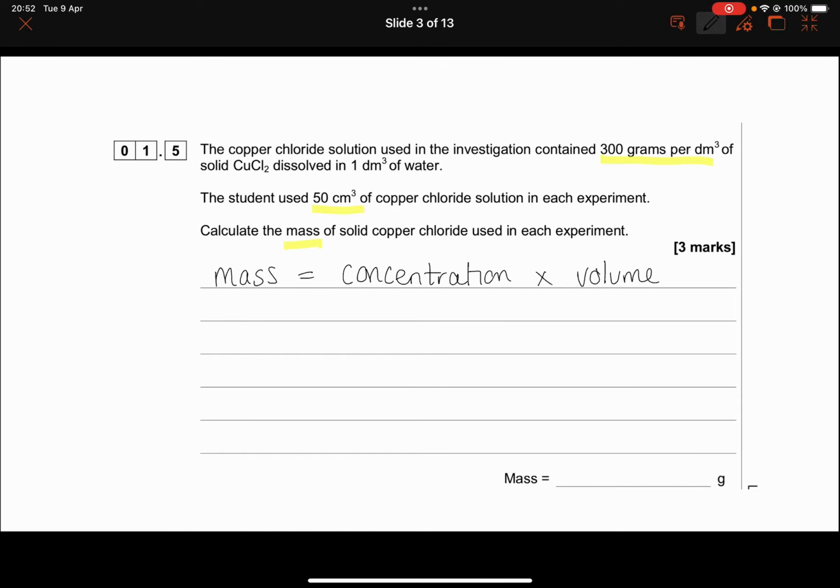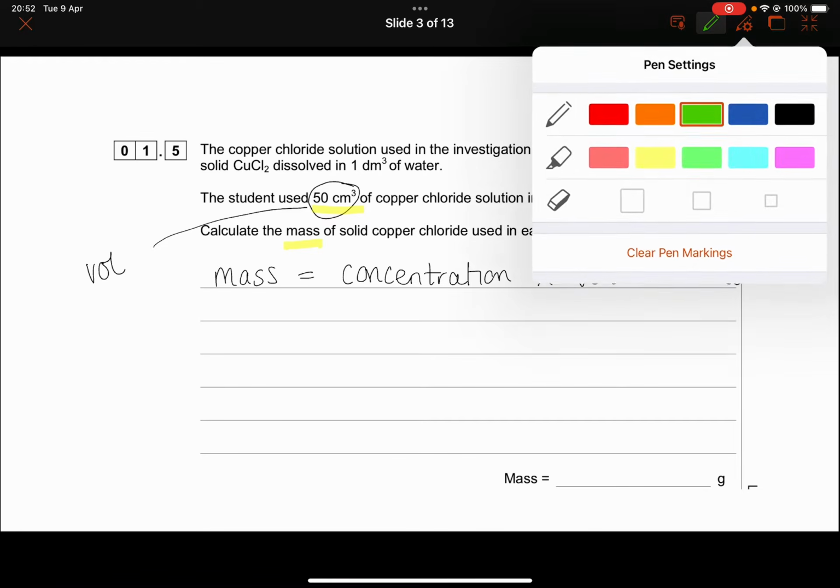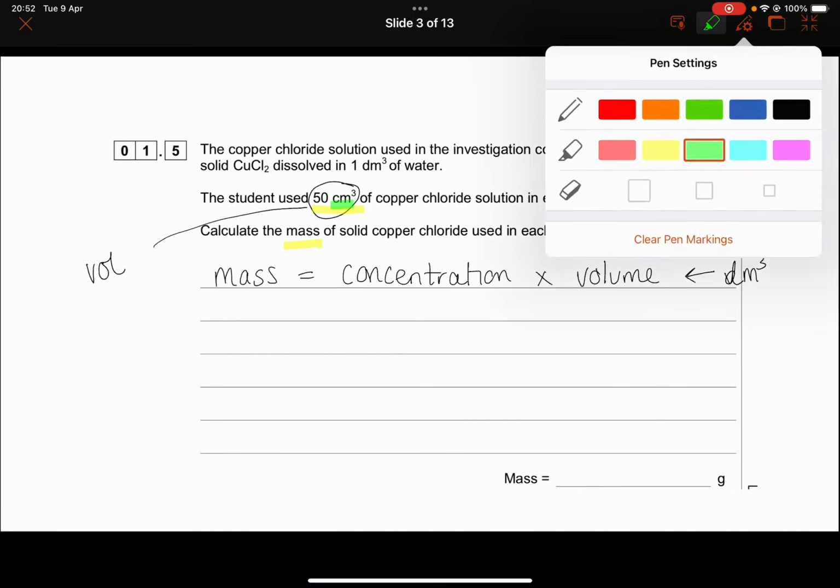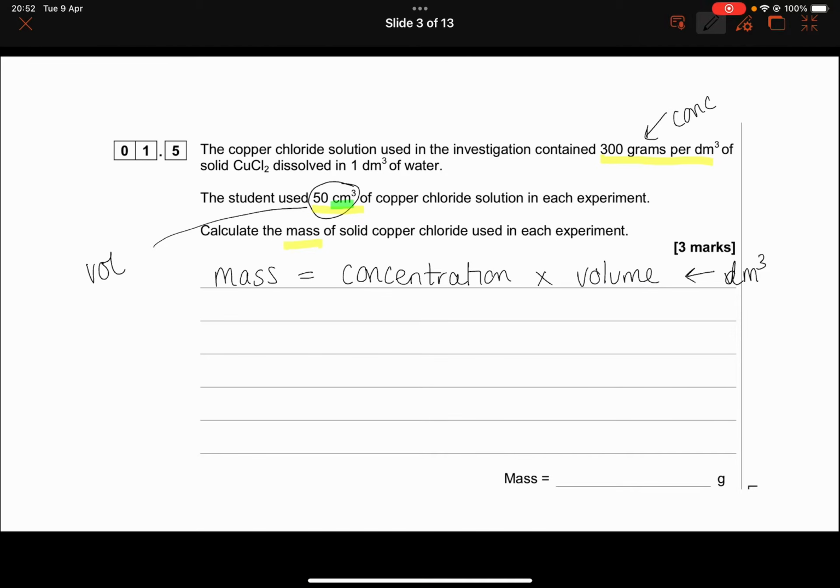Sounds pretty straightforward. This is my concentration. Concentration is obviously the amount of substance, whether it's the mass or the number of moles, per unit of volume. So I know that that must be the concentration, and this is the volume. But it's not just as straightforward as that. We're not timesing those two straight away, because that would be a far too easy 3 marks. The first thing we need to remember in order to use this equation is that the volume has to be in a unit called decimetres cubed. We can see from the question it's not in decimetres cubed, it's actually in centimetres cubed. So how do we convert that?